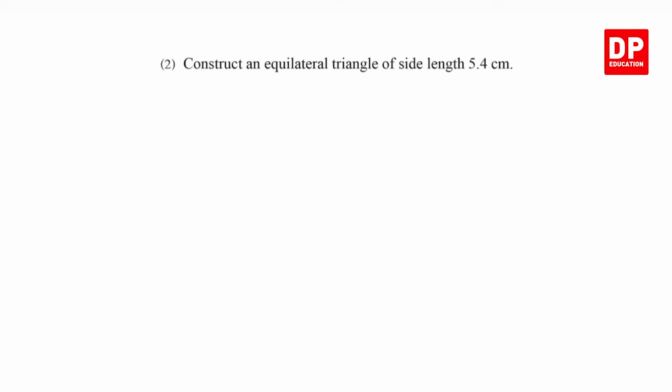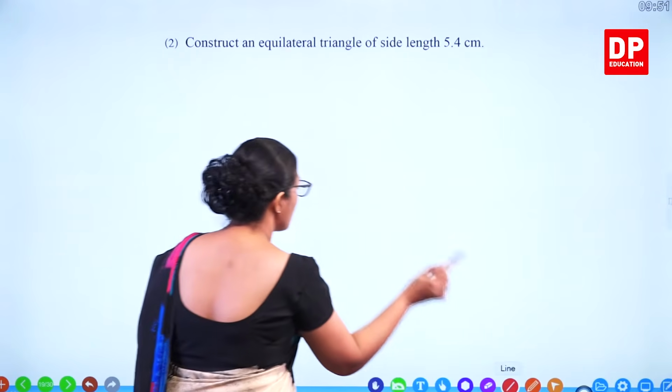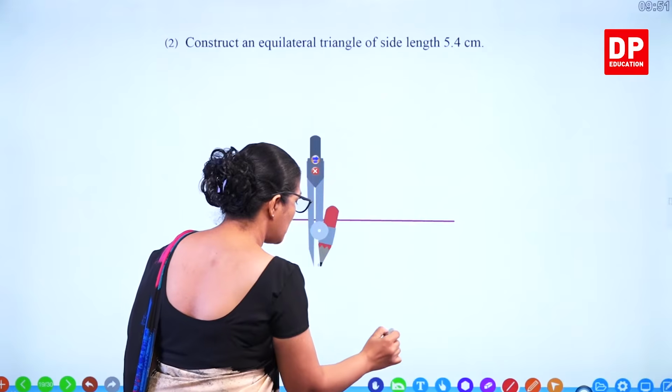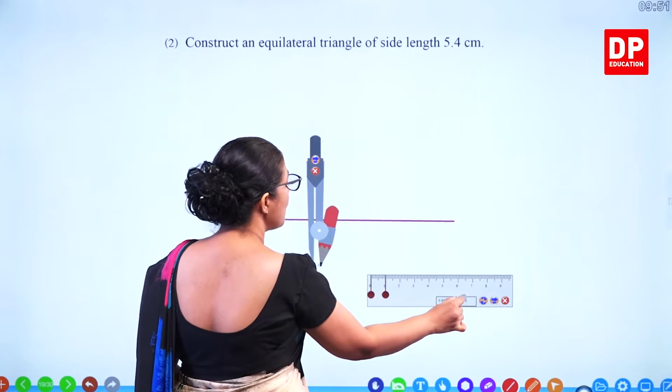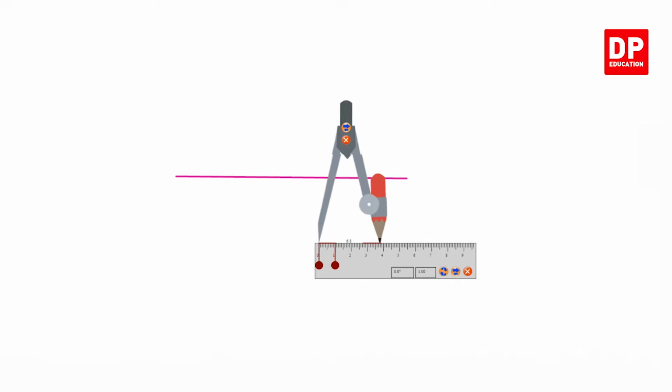Construct an equilateral triangle of side length 5.4 centimeters. So how do we construct an equilateral triangle? We first draw the line segment and measure 5.4 length.